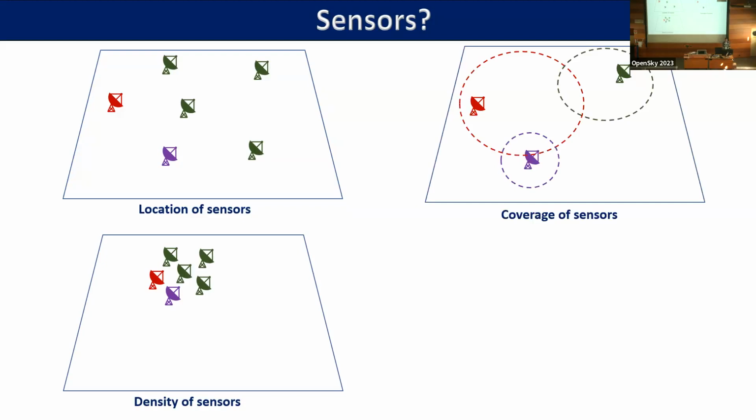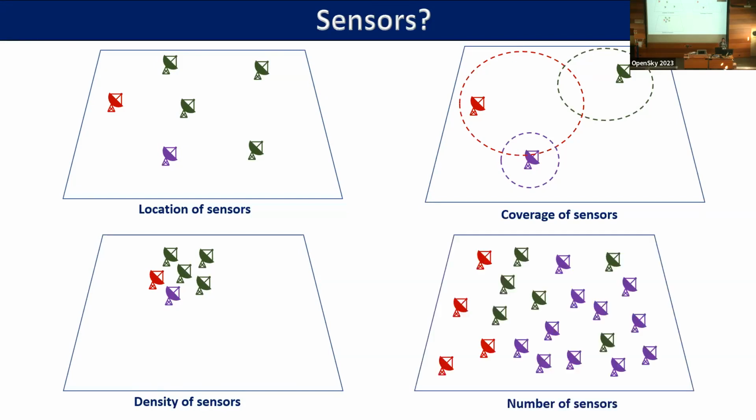How about the coverage of the sensors? We observed that some of the sensors have small coverage, and some of them have huge coverage. Maybe one aircraft could cross from the source to destination, and the messages broadcast by this aircraft are received by the same sensor for the whole trajectory. Also, the number of sensors: how does the number of sensors affect the accuracy of a prediction?